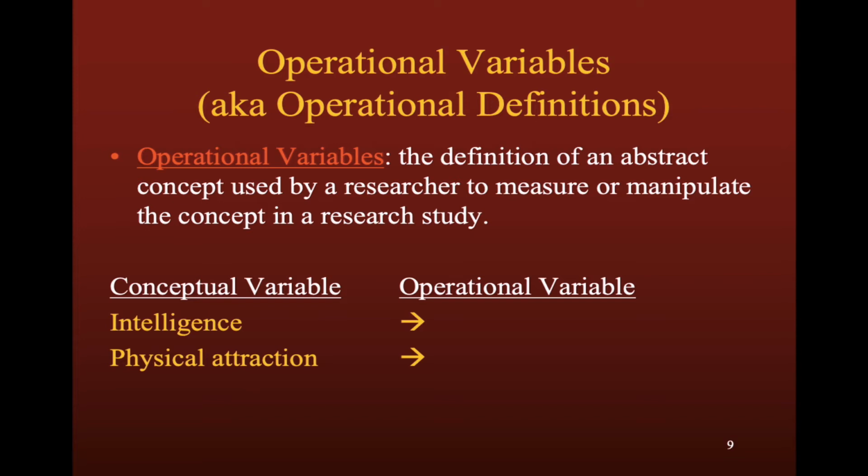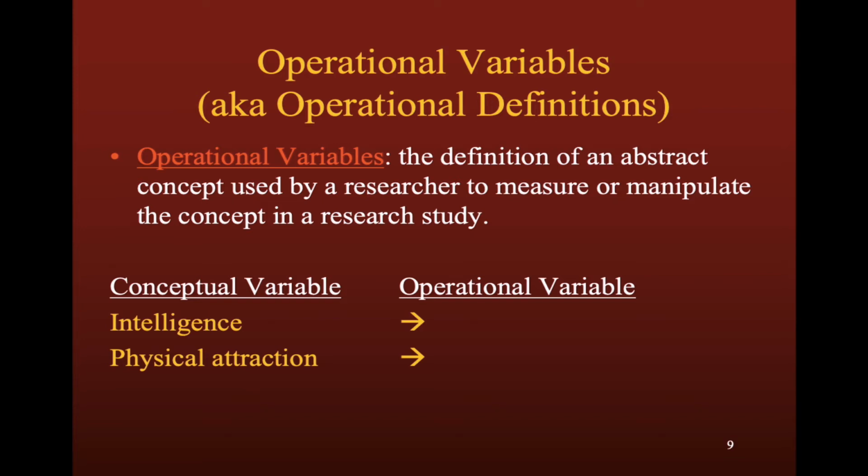So what we end up doing is we develop what are called operational variables. These are the ways we're going to define these broad conceptual variables so that we can then measure or manipulate them in an actual study. So we're going to take these broad concepts and we're now going to have some defined way in which we're going to measure them in a study.